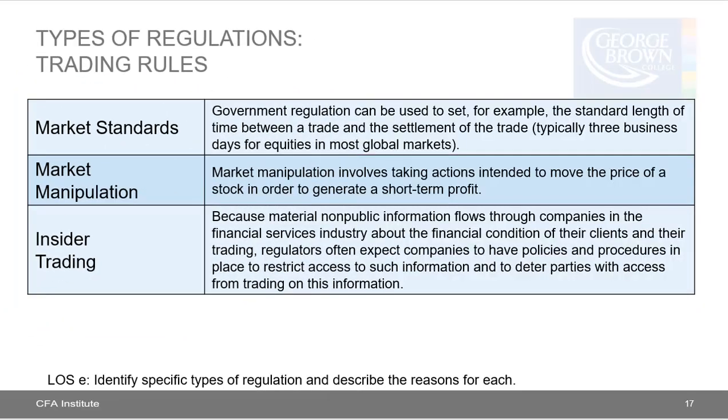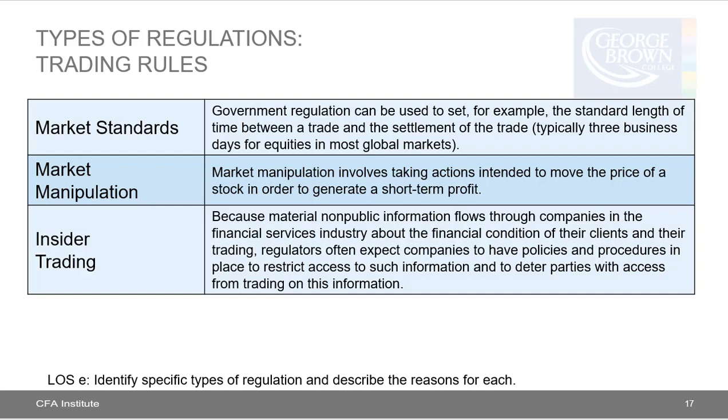Now we're moving on to section 5.5 of the text, and we're looking at trading rules. Regulations are often designed to set investment industry standards as well as to prevent abusive trading practices. For the next two slides, we're going to look at 5 types of trading rules. The first one is market standards. Government regulation can be used to set, for example, the standard length of time between a trade and the settlement of the trade, which is typically 3 business days for equities in most global markets.